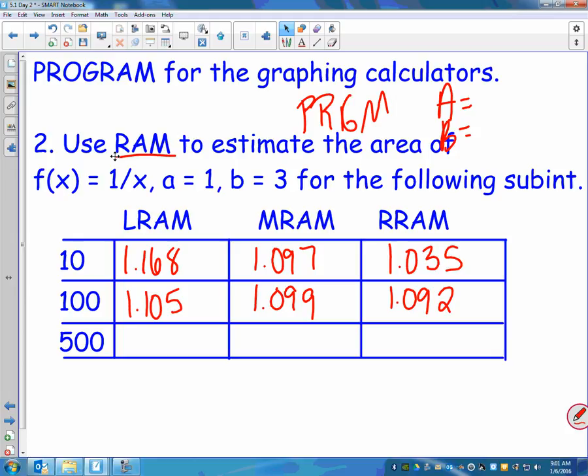And as you can see, I would never want to compute 100 rectangles by hand, but the calculator does it very quickly, and it looks like it's getting close to 1.1. And if you do 500, I think they're going to be almost the exact same number.